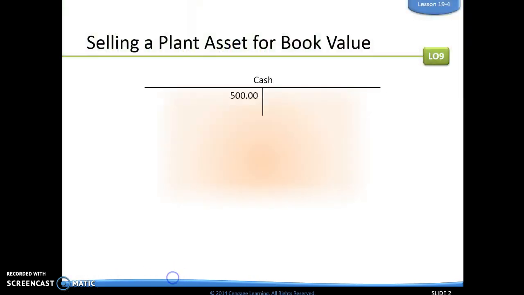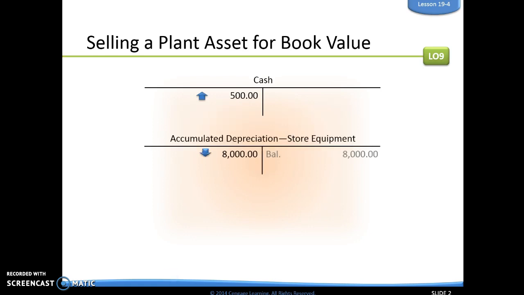Selling a plant asset for book value, we are going to increase our cash for what we receive. We're also going to decrease our accumulated depreciation and decrease that store equipment. We have to get rid of that equipment that we have.